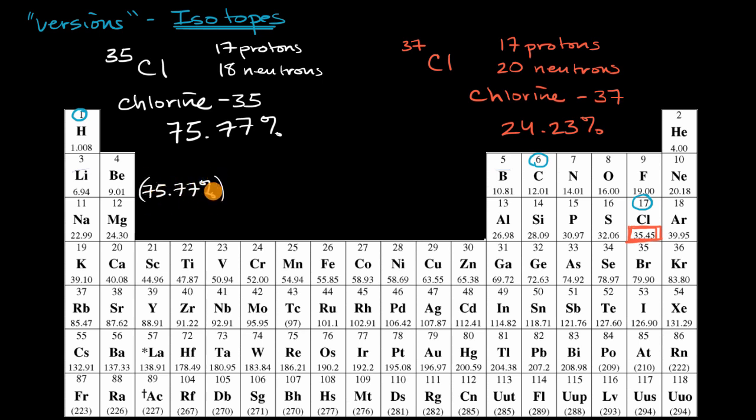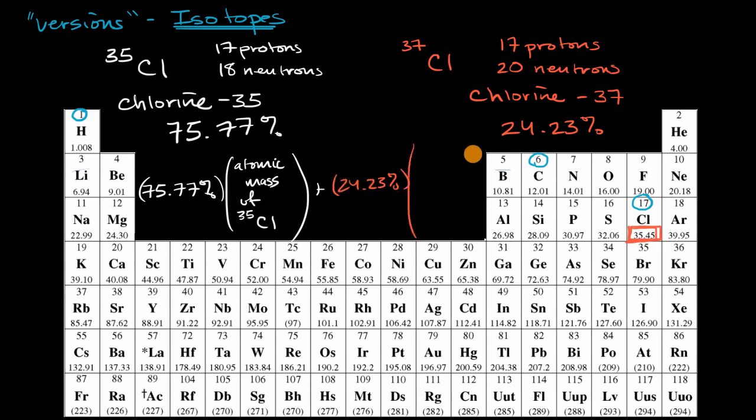75.77% times the atomic mass of chlorine-35 plus, and now the weight here would be 24.23% times the atomic mass of chlorine-37. And if you were to do this calculation, you would get this number right over here, 35.45 unified atomic mass units.